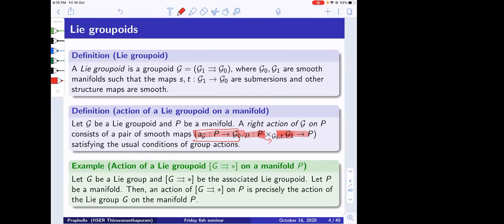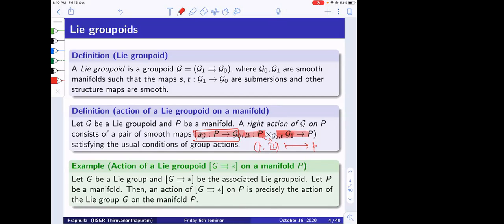So this map P to G0 is this map. It satisfies the usual group action conditions. One of the conditions: if you take an element p and act by the identity element, it should go to p. But what is the identity here? It is the identity arrow associated to a_P of p. And the usual condition: if you take two group elements, multiply them together and then take the action, it is the same thing as taking the action first, then taking the action one more time.